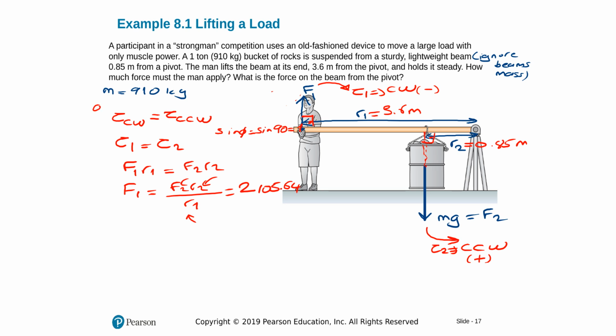Let's call this A. Additionally, the question is asking what is the force on the beam by the pivot. I'm going to look at that now. Let's do this with blue here. Pivot will apply a force upward.